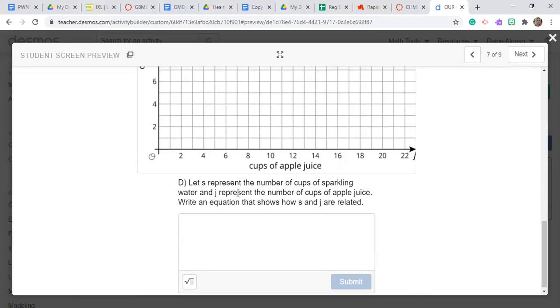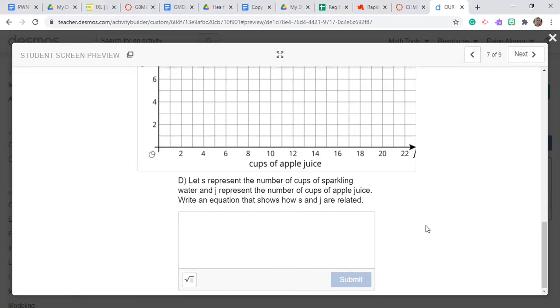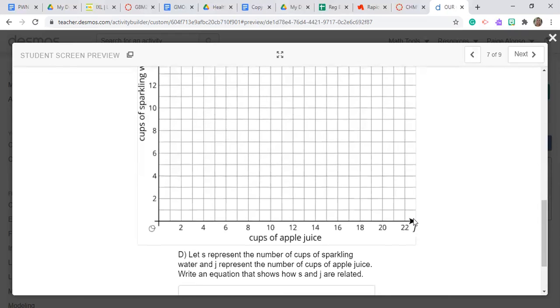D, let S represent the number of cups of sparkling water and J represent the number of cups of apple juice. Write an equation that shows how S and J are related. So remember, an equation has an equal sign. Go ahead and pause the video and finish up this problem.